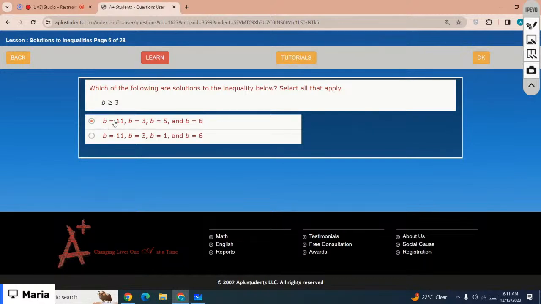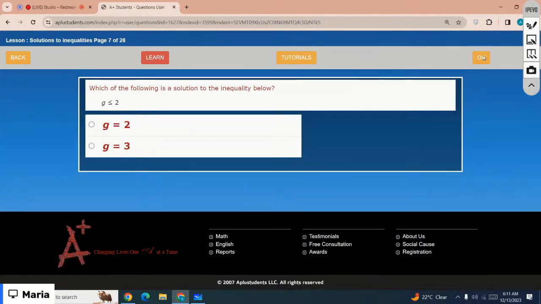Option number 1 is the correct option. 11, 3, 5, and 6, they all are greater than or equal to 3. The second one is not correct because in the second one you have 1, and 1 is less than 3. So option 1 is the correct option.